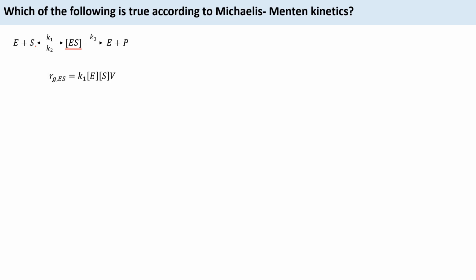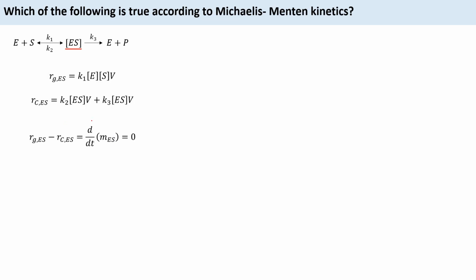Okay, so for the rate of generation of ES, what is the only forward reaction possible? E plus S giving ES is the only reaction. So from there, we are writing K1 into E plus S into the total volume V. And for the consumption of ES, there are two possible ways. ES can be broken down into E plus S, and ES can be broken down into E plus P also. So what is the reactant here? ES is the reactant for both the cases. So how will it be? K2 into ES V plus K3 into ES V. So that is for consumption of ES.